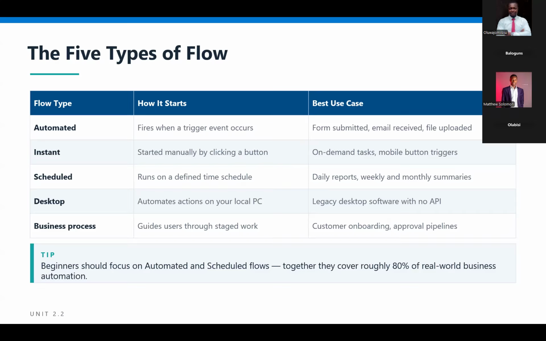We have instant cloud flow. This starts manually by clicking a button. So when you were talking about that app, yes, you can even download this Power Automate app on your phone, and you'll be the one to click on it. This instant one, you are the one clicking on it to say, start this flow for me. You click it on demand when you need it. You can see that it has a mobile button trigger. So you click on the button and it triggers the whole thing.